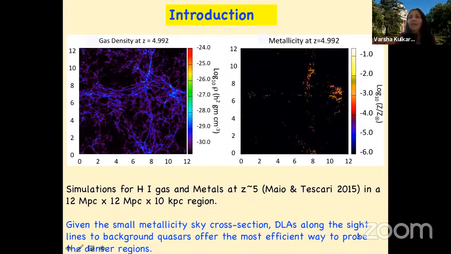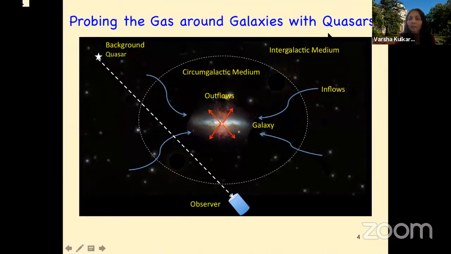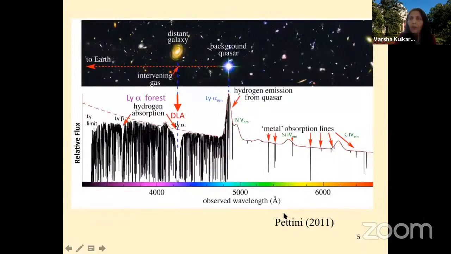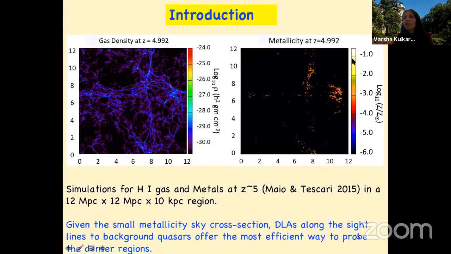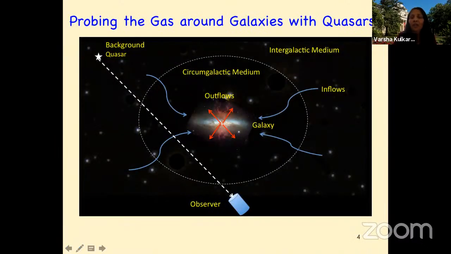And one can see that the range of metallicities predicted goes down to at least 1/1,000, maybe even lower. But there are regions that are substantially metal rich as well. So this is indeed what we do. We take a background quasar, and the quasar sightline goes through circumgalactic as well as intergalactic medium.